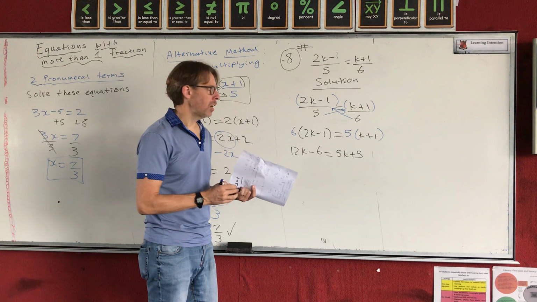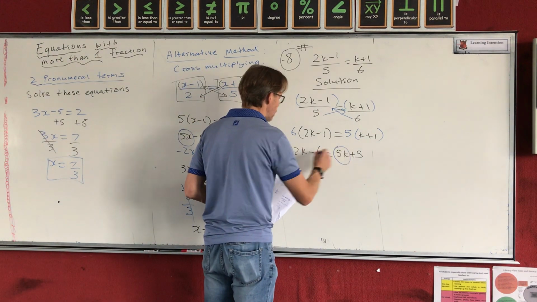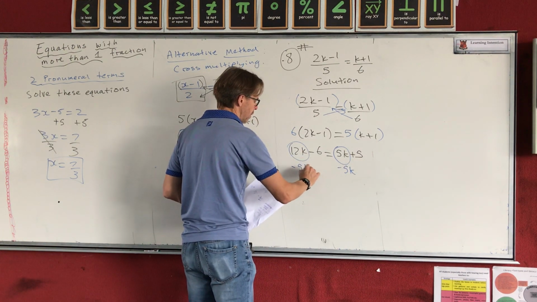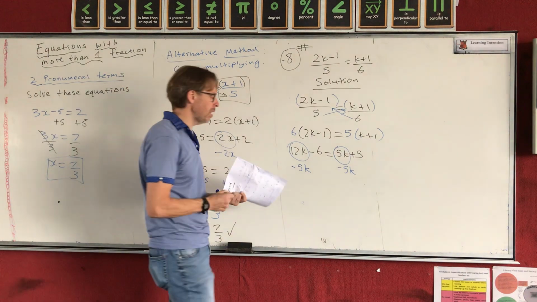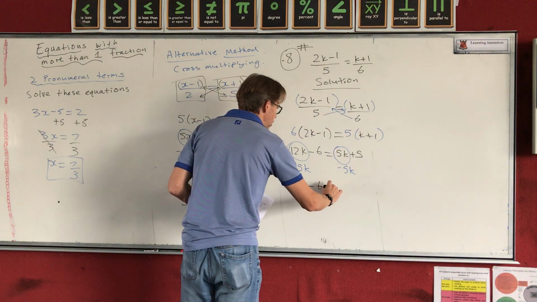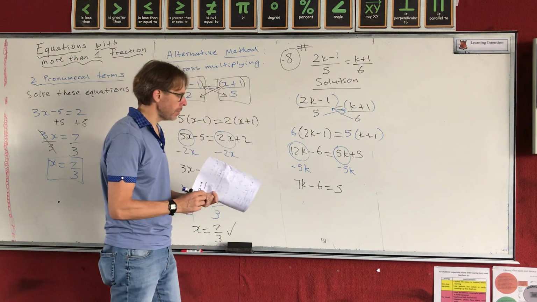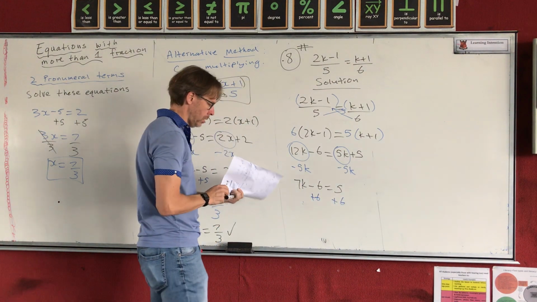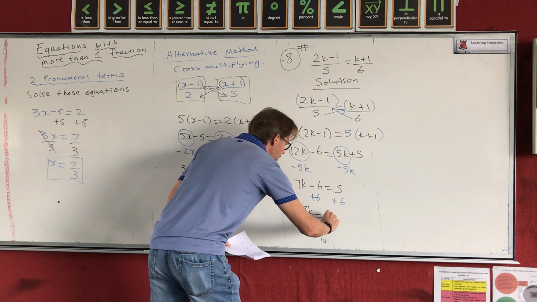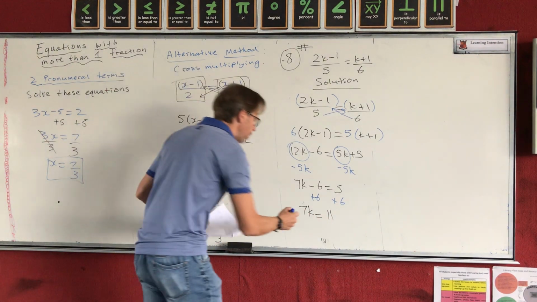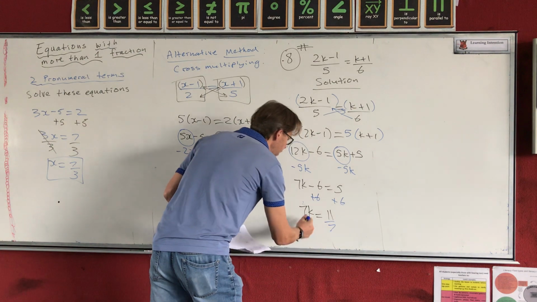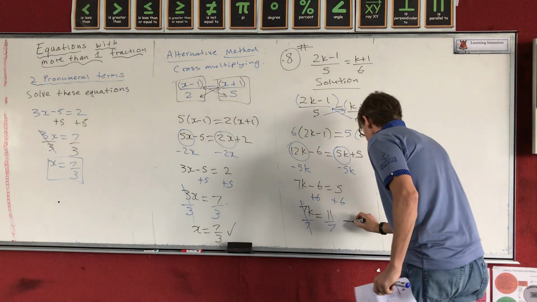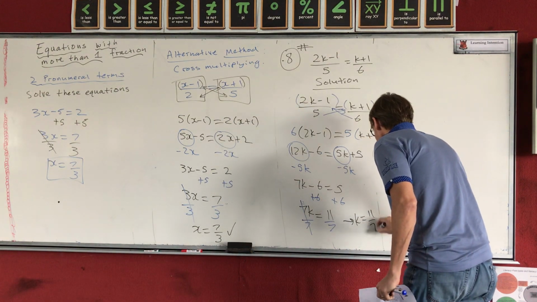Okay? Now, I've got two pronumeral terms. Alright? Get rid of one of them. Right, so that's going to give me 7k minus 6 equals 5. Then plus 6, 7k equals 11. And then last of all, divide by 7, 7's cancel, and you get k equals 11 on 7. That's your answer.